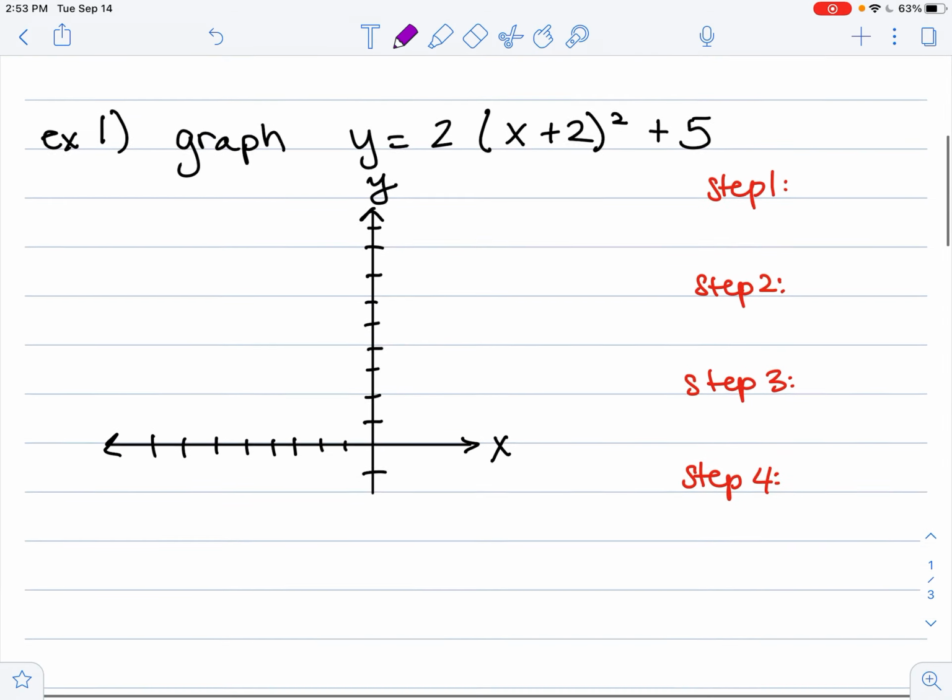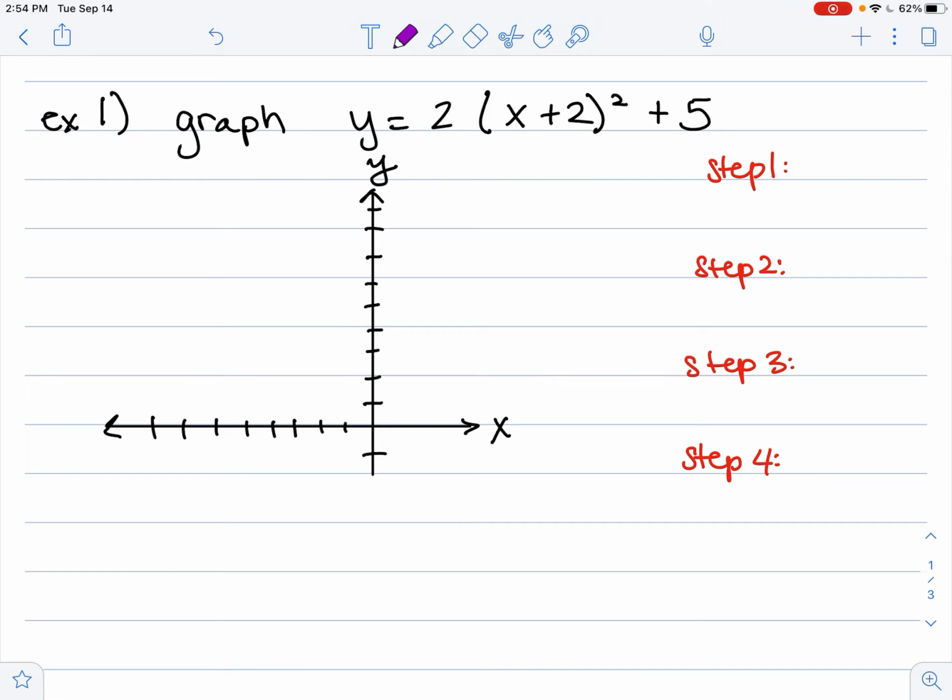So let's practice. If we were to graph a different equation, step 1, we're going to look at the parts of the form that we need: a, h, and k. Here's a, that's a positive 2. Since it's positive, I know this is going to be going upward. h goes x minus h, so if I don't see a minus here, I'm going to break this up into a minus a negative. So h is negative 2. And k, after the plus sign, is a positive 5.